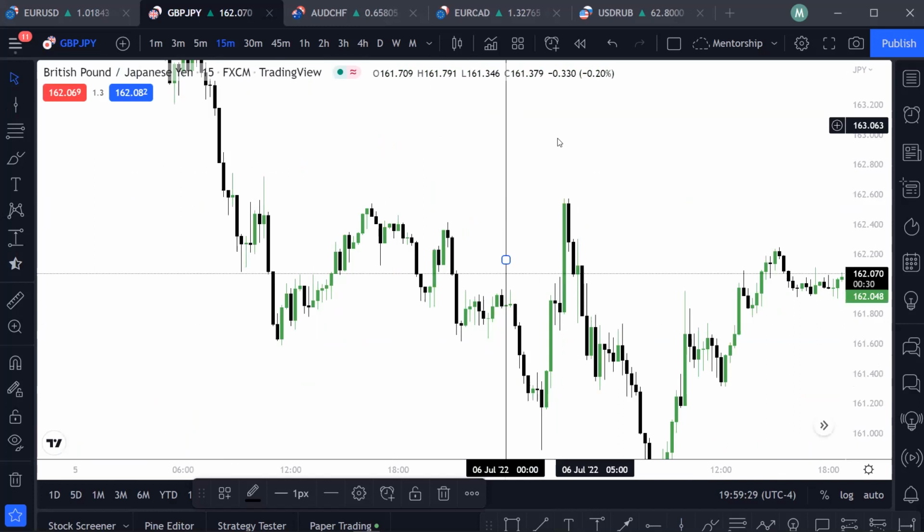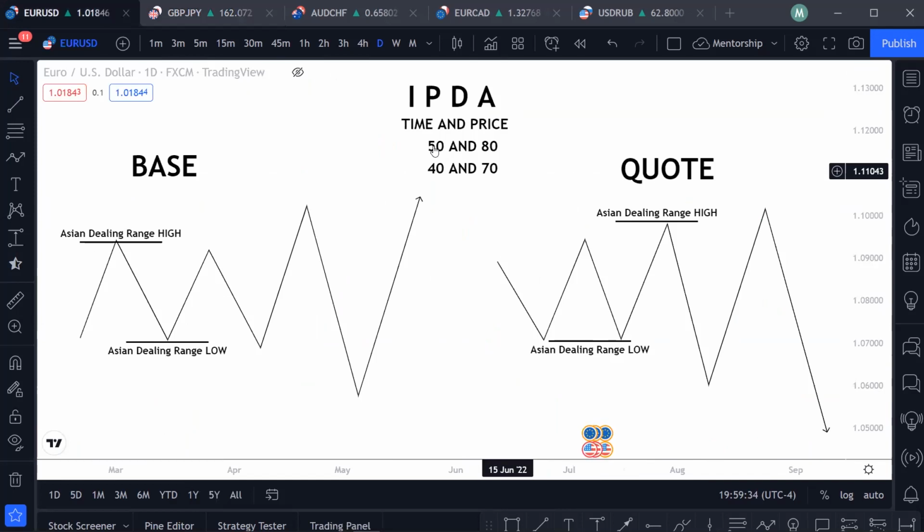What price levels are we looking at? We are looking at this one here, if you remember. We're looking for a 50 and 80. What are these? These are institutional levels. Smart trading entries, 40 and 70.